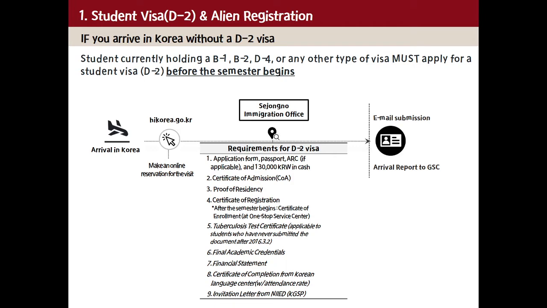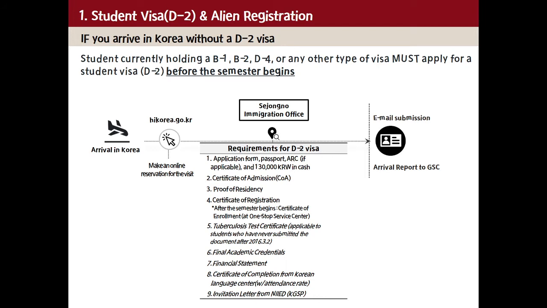Same thing as before, you will need to make an online reservation for the visit to Sejongno Immigration Office. And then you will need to prepare the following documents to submit for your DTO and ARC application: application form, passport, ARC if it applies to you, and 130,000 Korean won in cash.